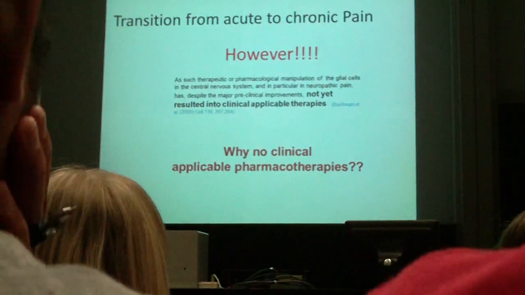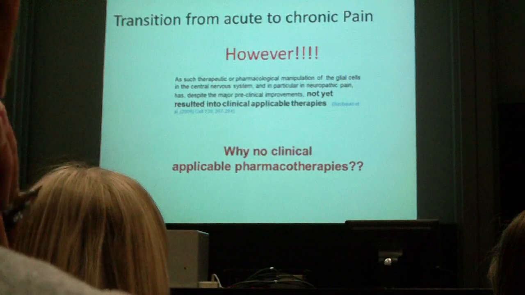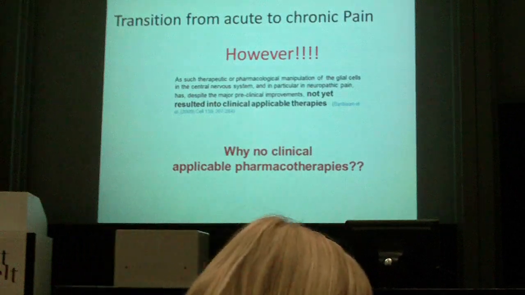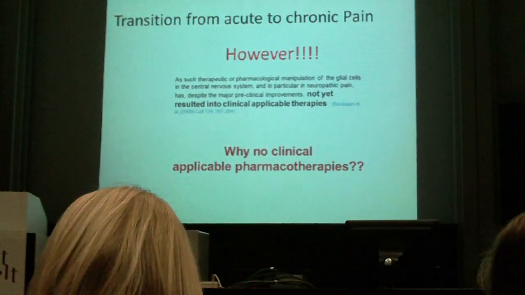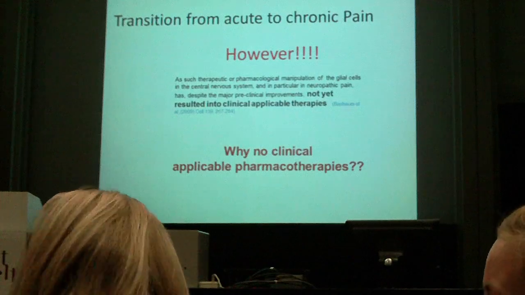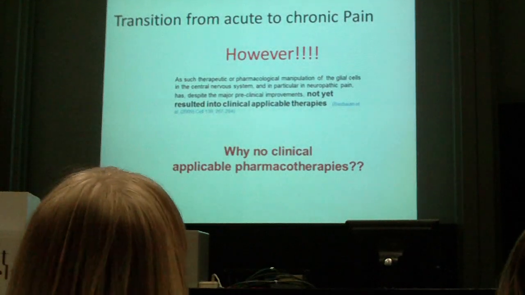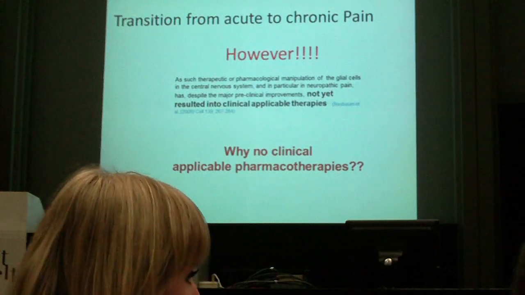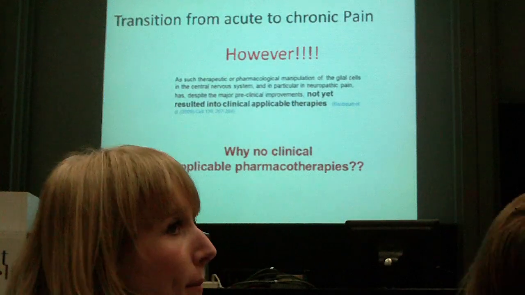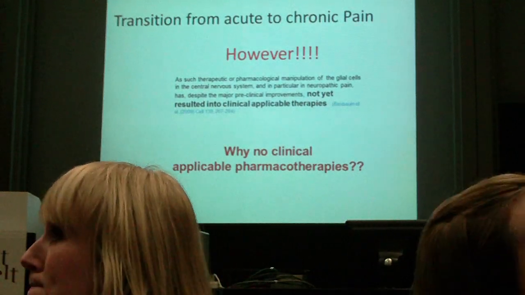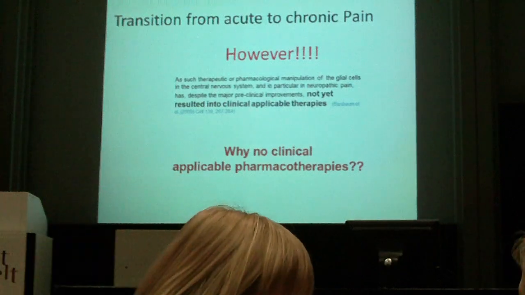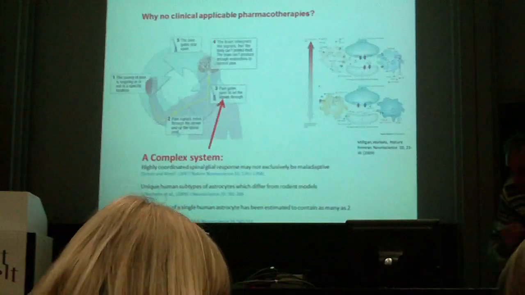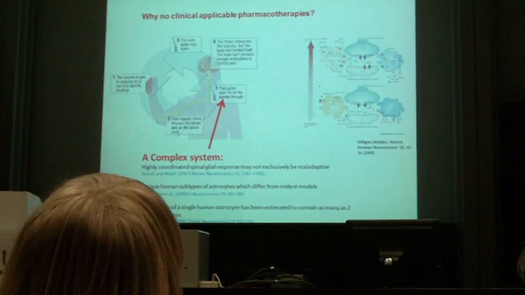And then we have done a lot of experimental work. Many animals died already. And we have interesting ideas about microglia, purinergic receptors, bFGF, BDNF, but not yet resulted into clinically applicable therapies. So why is that? Why do we do all this research and gain insight into the mechanism, and why are we not yet able to use it in the clinic? There are a couple of reasons for that.